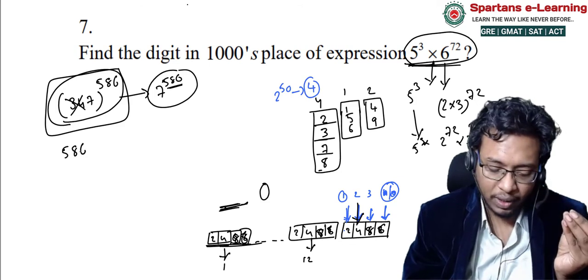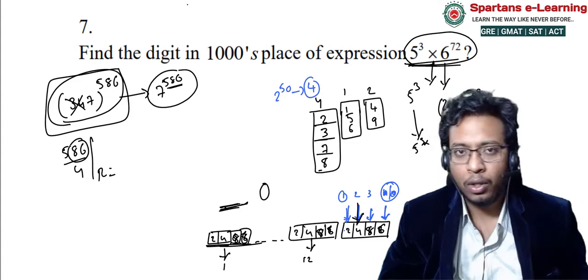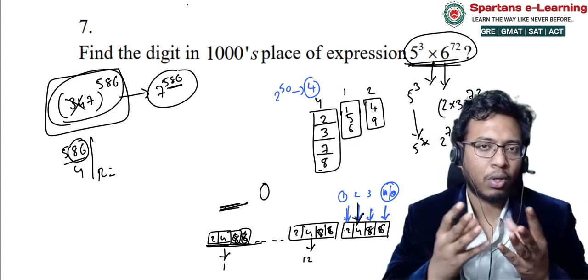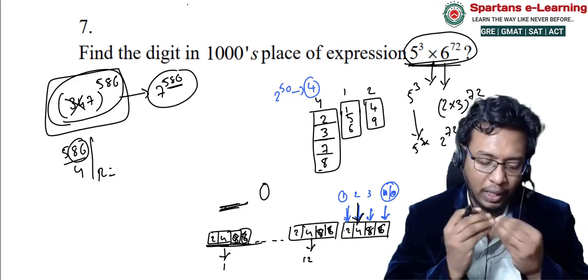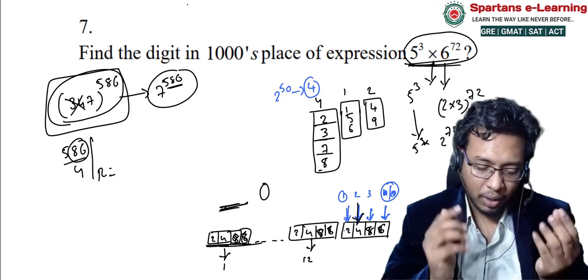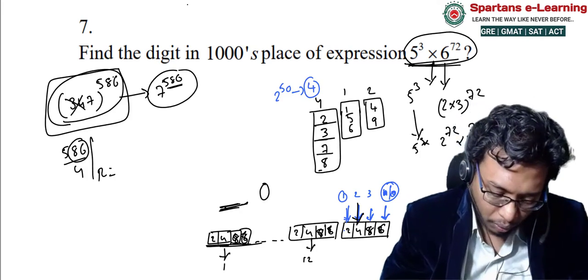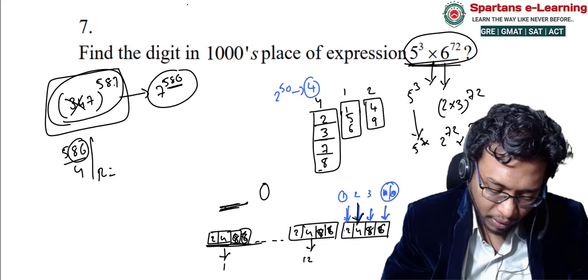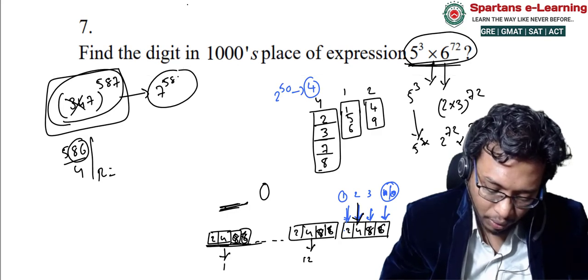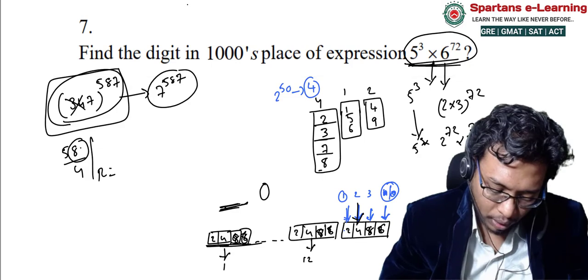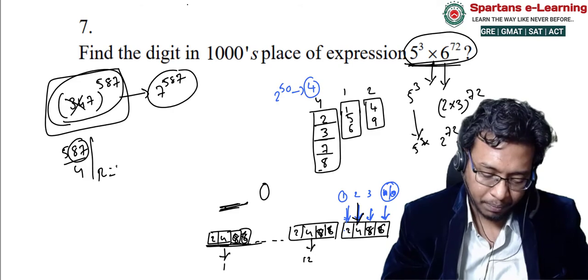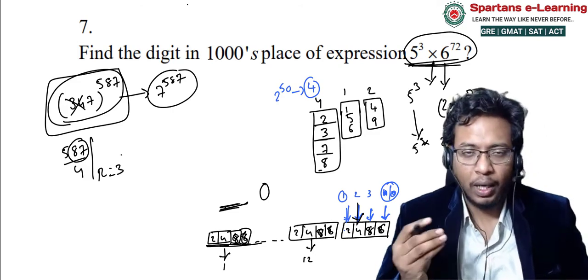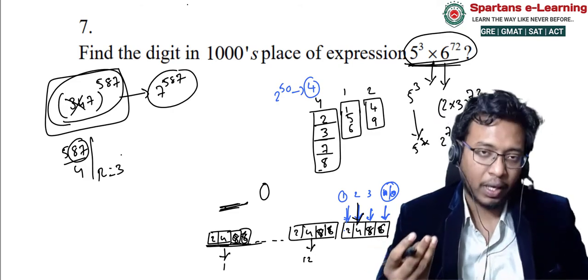So 586 divided by 4, your remainder will be, just divide these two numbers, right? To check whether any number is divisible by 4 or not, you divide the last 2 digits. Similarly, to find the remainder, just divide the last 2 digits. 86 by 4, your remainder will be 2. So I'll take one number, let this be 587. So 87 by 4, your remainder will be 3, because 88 is divisible by 4, and 88 minus 1 gives you 87. So the remainder will be 3.